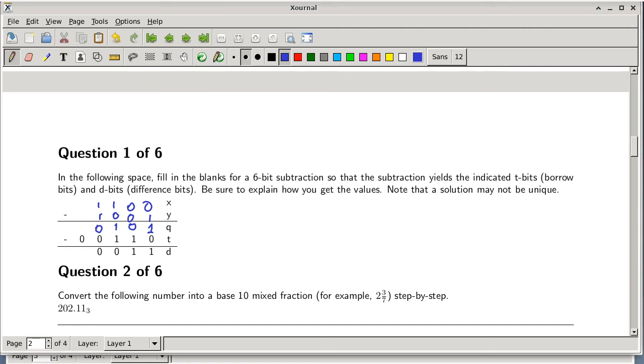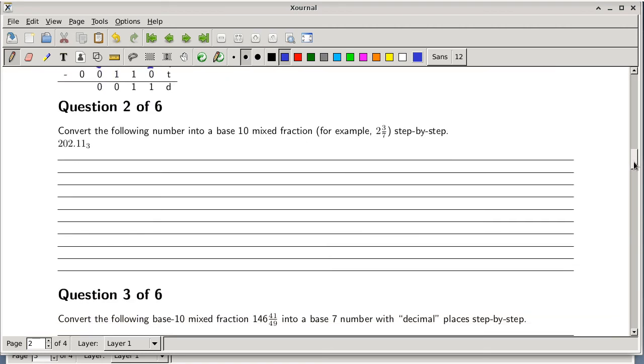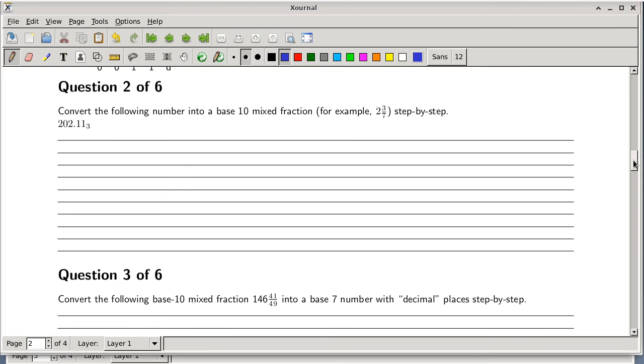All right, so that's one of the 6 questions. Moving on to the second one. The second one is a base conversion thing. Convert the following number into a base 10 mixed fraction step by step.